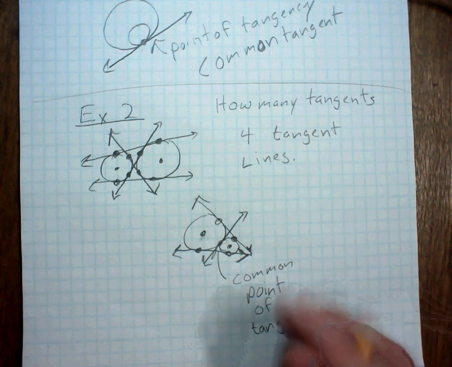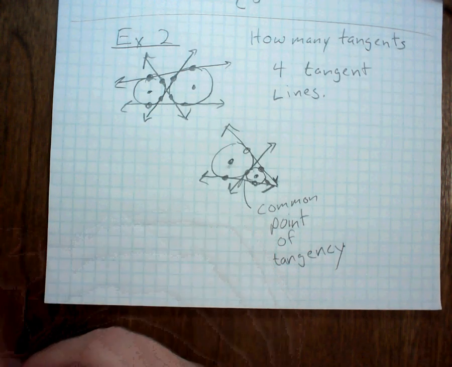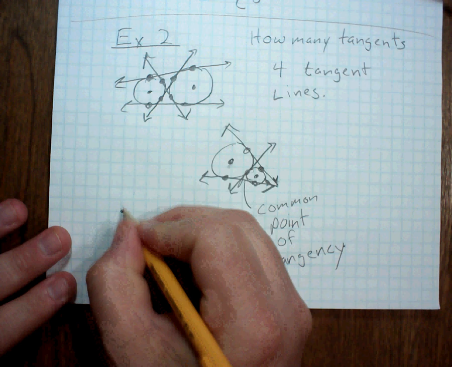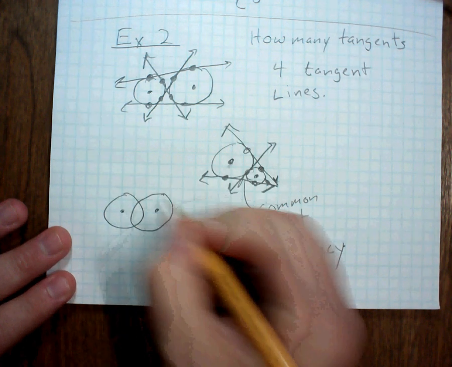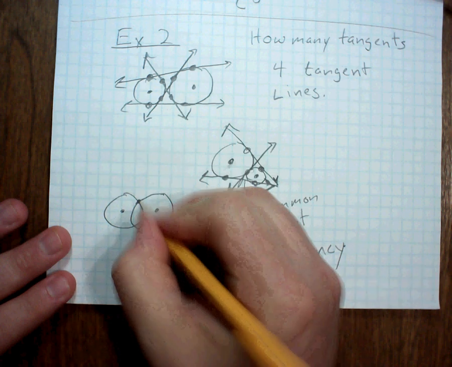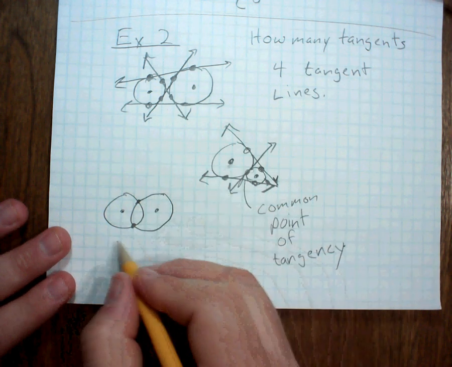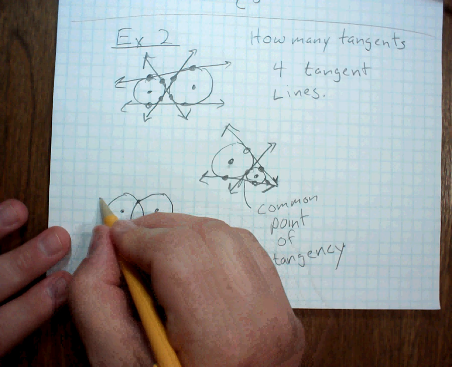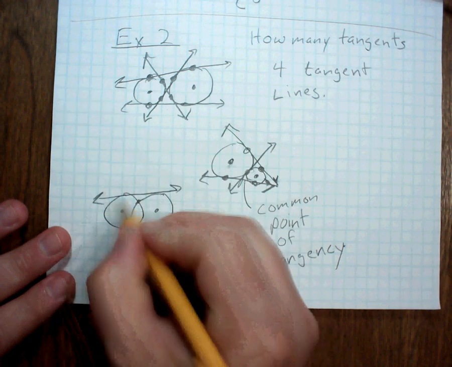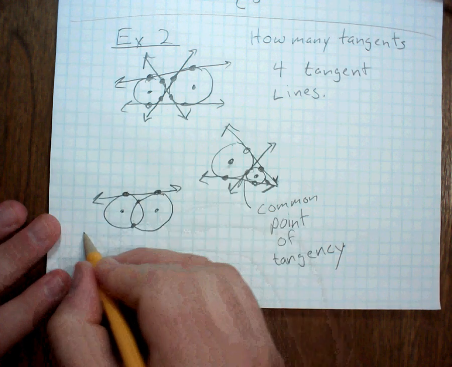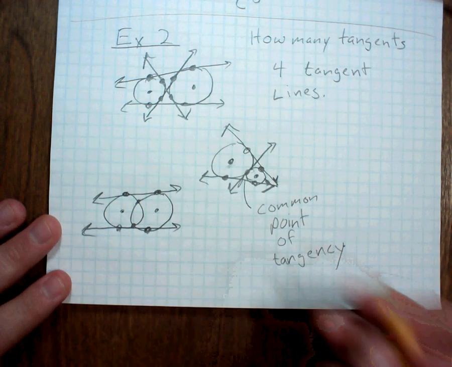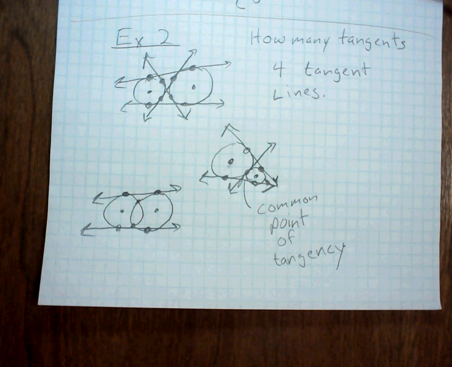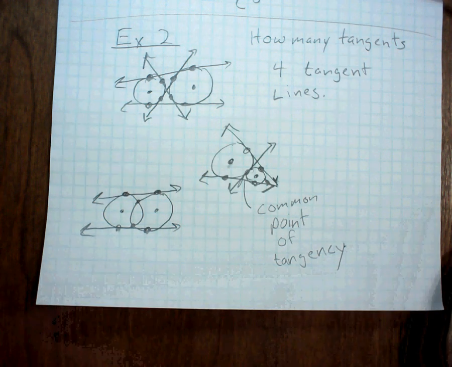Now, another scenario that you could have is two circles that cross like this. And so the circles intersect at 2 points, but if I were to draw the tangent lines, I could really only go like this. A tangent line here, a tangent line here, a tangent line here, and a tangent line there. And that's basically the three scenarios that I could think of right now. Okay?